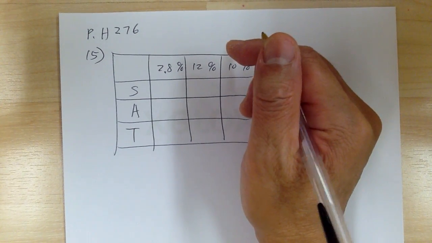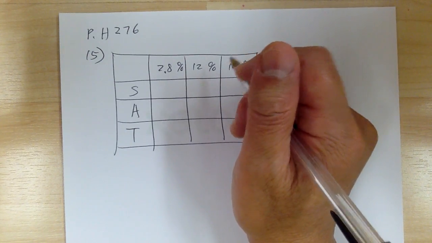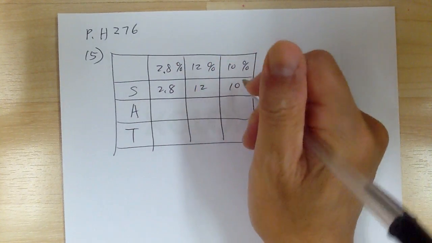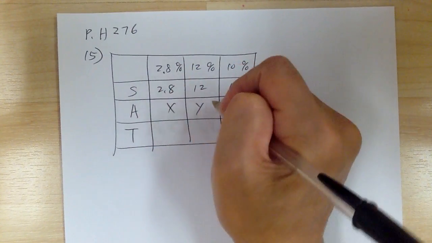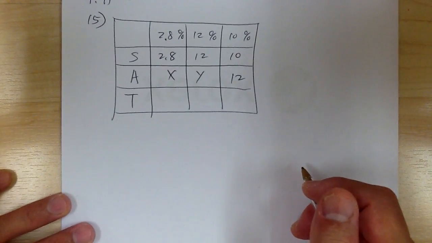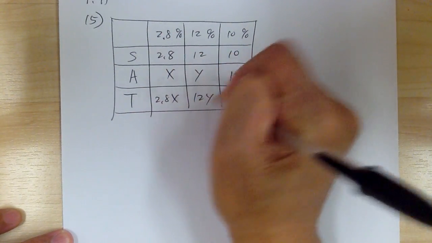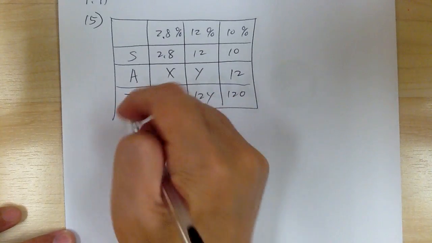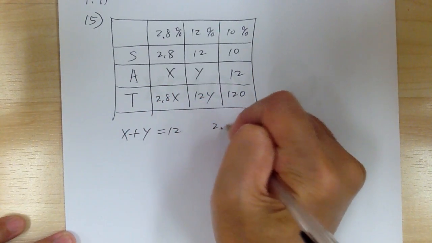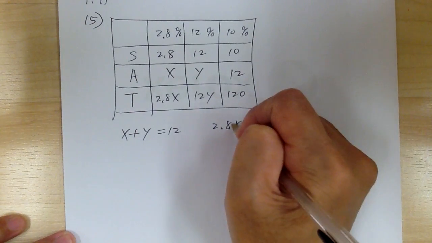Okay, so you're looking for how much to get the 12 liters. So this is 2.8, 12, and 10. And you want to figure out how much of each kind to mix to get 12 liters of the 10%. So again, multiply, and write your equation. So x plus y equal to 12. And you got 2.8x plus 12y equal to 120.